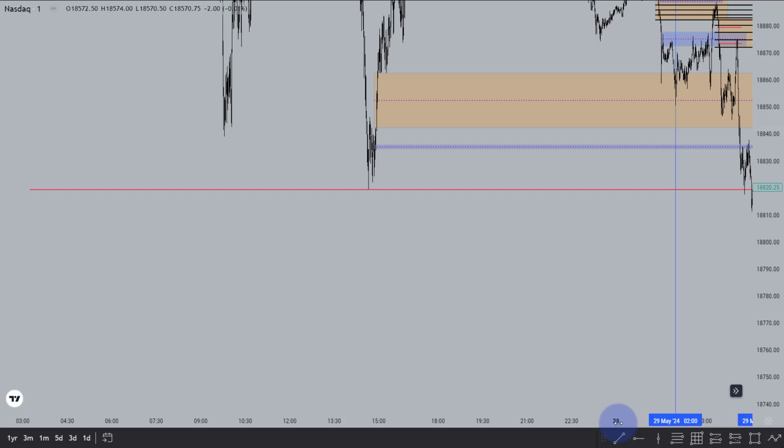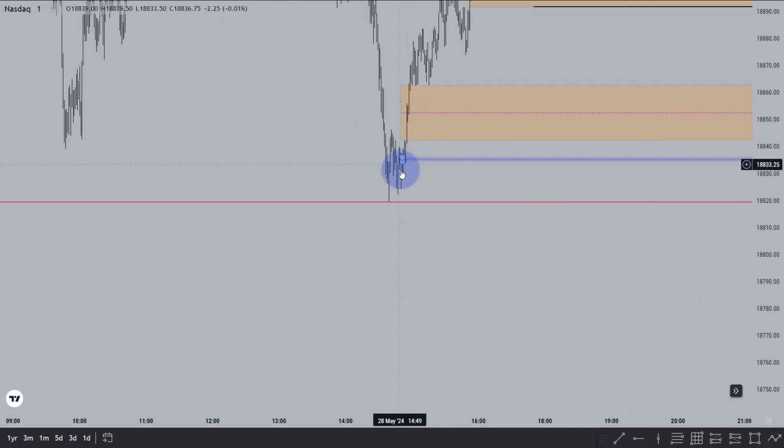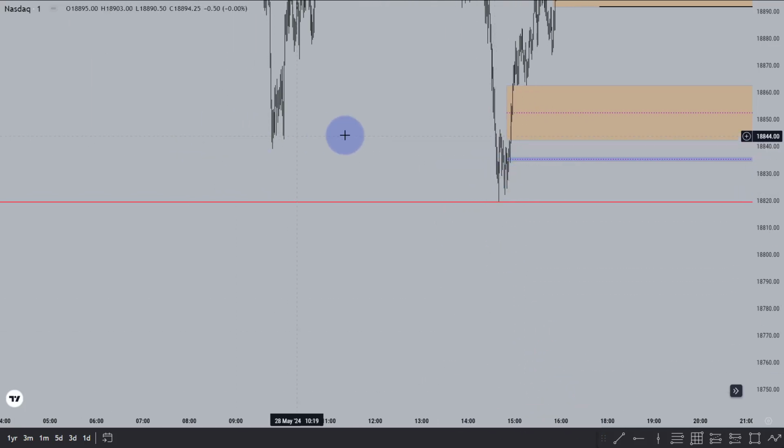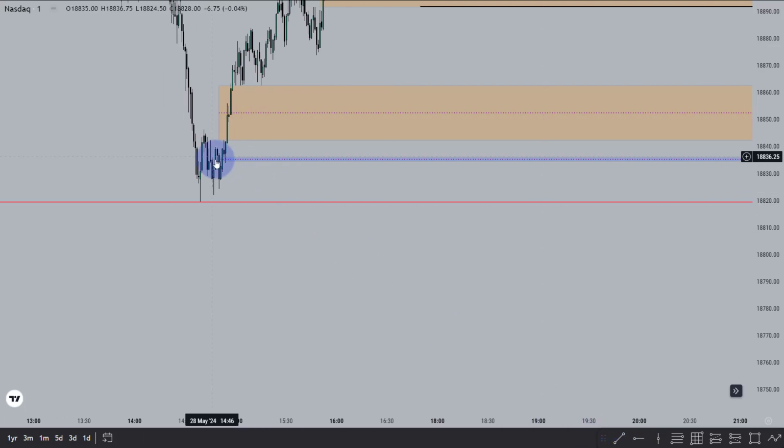But here, this is my 1-minute last fair value gap. Why this 1-minute last fair value gap? Because this low has taken all of this liquidity, and this is the lowest low. If it is broken, the market has nothing that can stop the price from taking this liquidity, the 15-minute liquidity. That is the reason for marking that 1-minute last fair value gap.